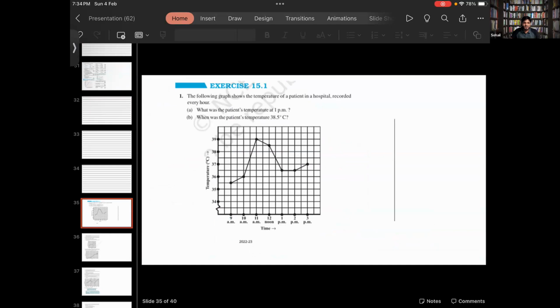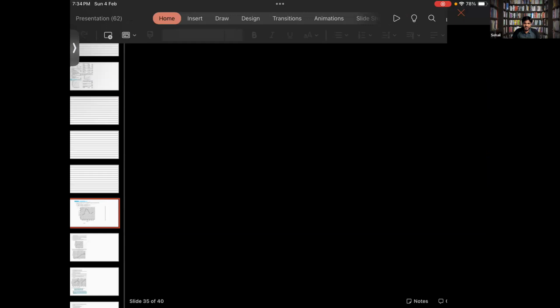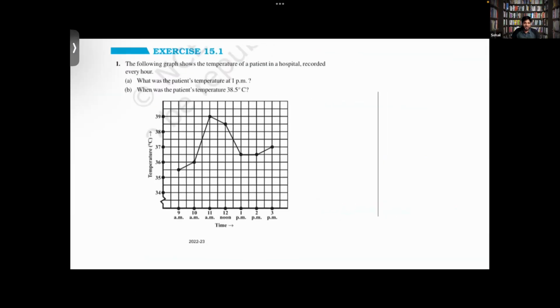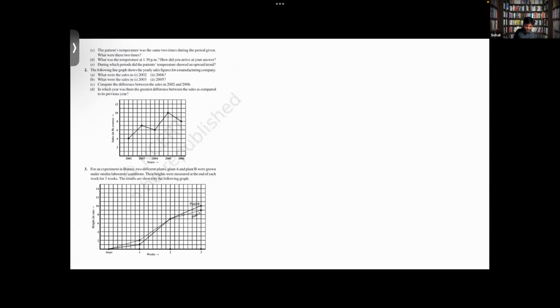The following graph shows the temperature of a patient in a hospital recorded every hour. What is the patient's temperature at 1 p.m.? I think this was the question there in these ones also. So let's skip this one. Take the second, read the second question. What does the question ask?